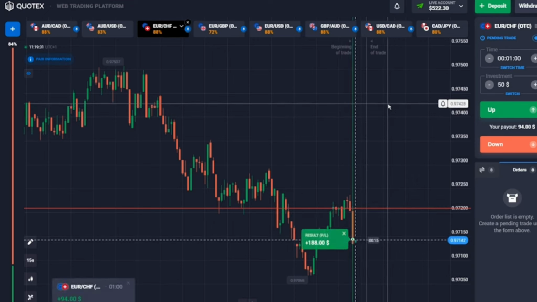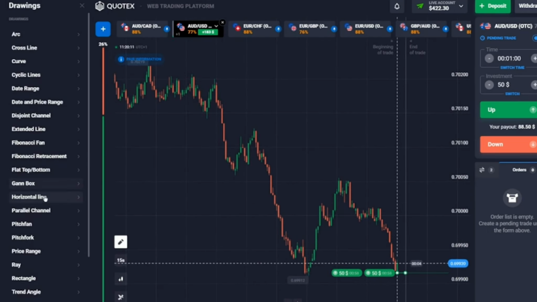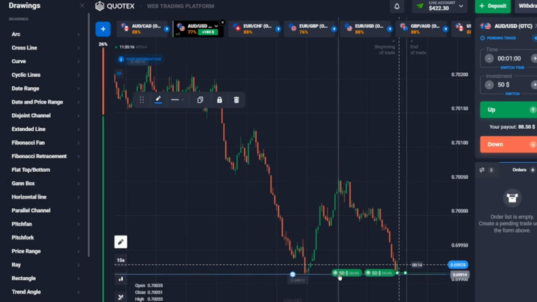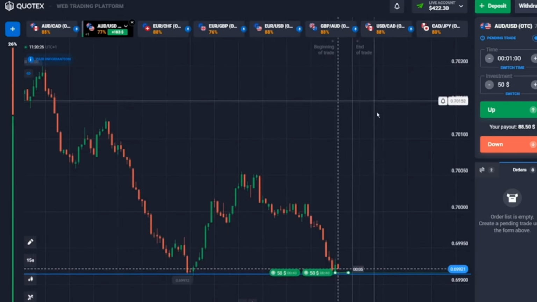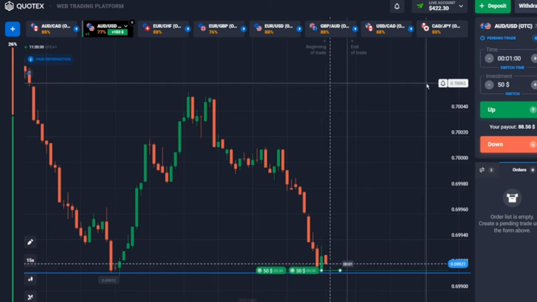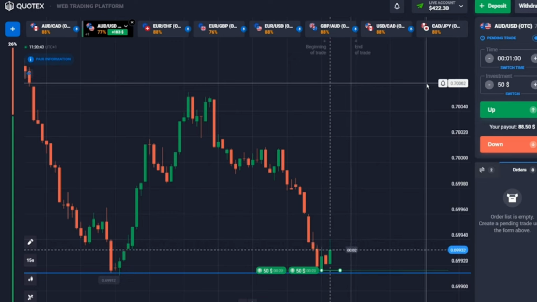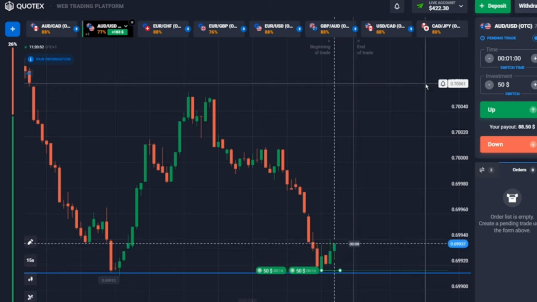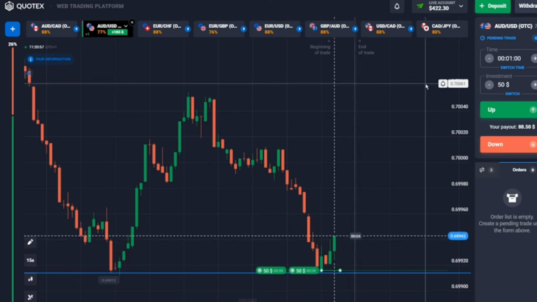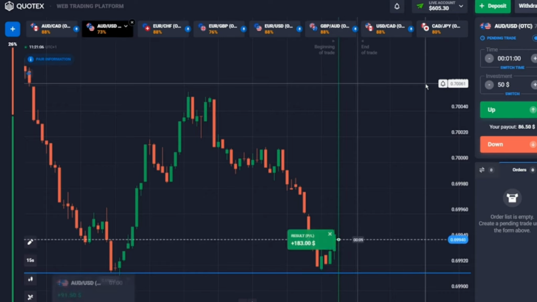Closed in absolute profit. Great. This is another easy to spot and great support level for call option trades. Absolute profit here.